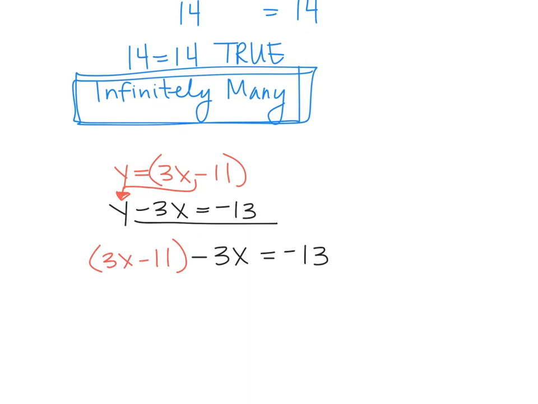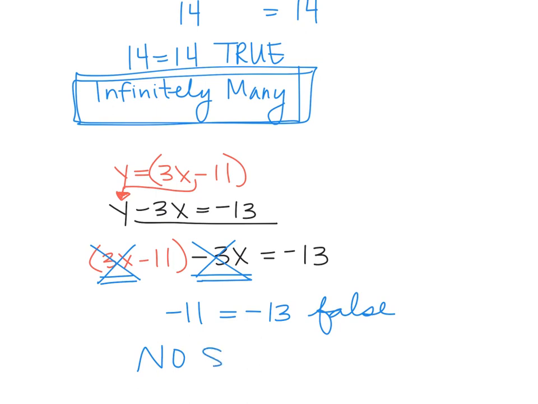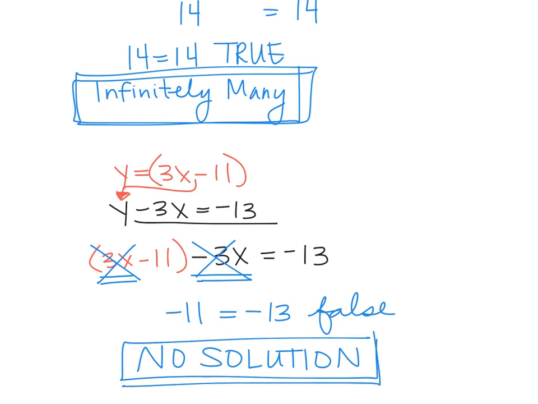Your next step is simplify. So if you look at this problem, you have 3x minus 3x. What is 3x minus 3x? 0. So the x's are gone. So it'll be -11. You have negative 11 on the left, negative 13 on the right. Is that true? No. So if this is a false statement, your answer is no solution. There is no setup here that will get you a solution for this problem.